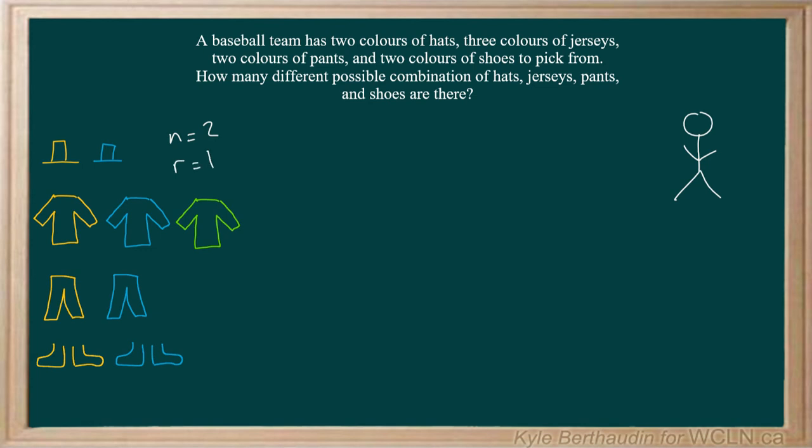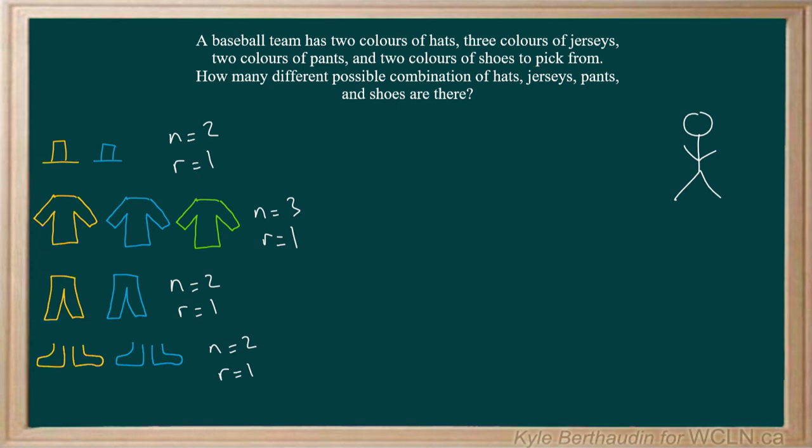We've got our hat. If we move down and look at the jerseys next, we can see that there's 3 options for our person to choose from. In other words, n equals 3. But obviously, our person's only going to wear 1 jersey. In other words, r equals 1. You can probably see what's going on here now. Our person has 2 options of pants, n equals 2, but they'll only wear 1 of them, r equals 1. Again, 2 options for shoes, n equals 2, but we're only picking 1, r equals 1.